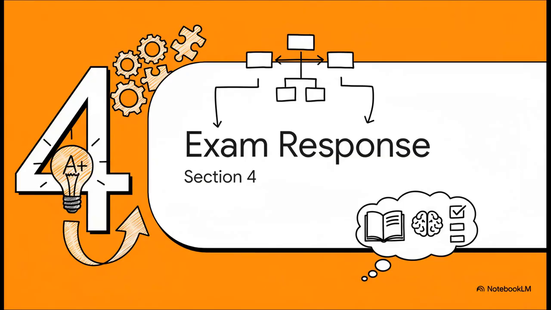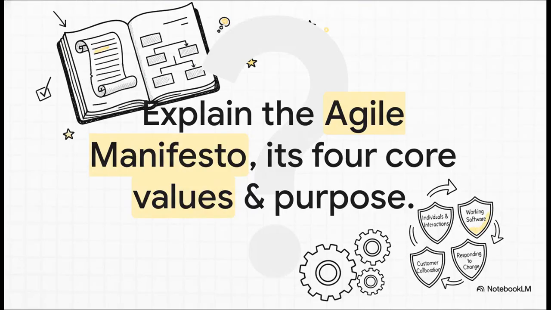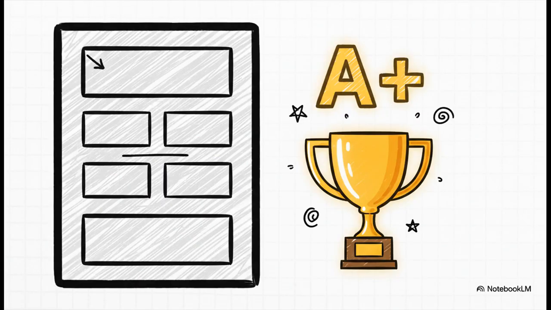All right, on to Section 4. Now we're going to synthesize all of this information into a model answer that would be suitable for an academic assessment. Let's consider a typical examination question like this one. You're asked to explain the manifesto, detail its 4 core values, and state its purpose. To get full marks, your answer needs to be accurate, clear, and really well-structured. So, with that in mind, here is a model answer that integrates all the key concepts we've just gone over.